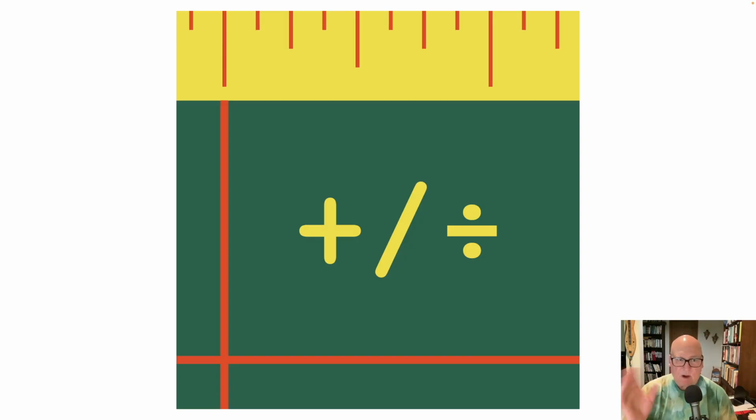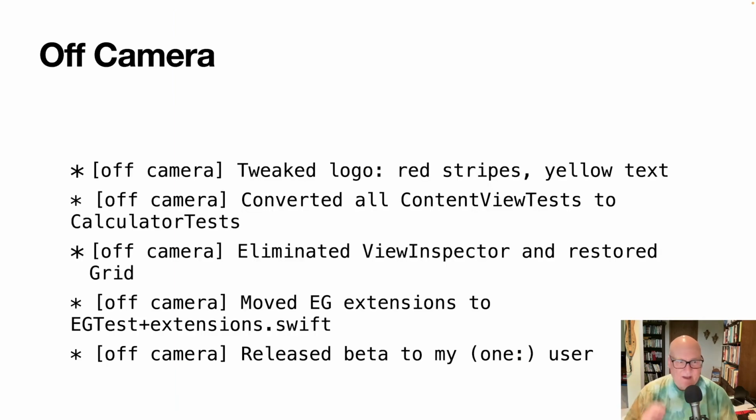First is I swapped the logo around a little bit. It used to have red plus slash divided by and yellow stripes. I decided the operators weren't popping out enough, so I switched the color there. All right, I also dealt with those content view tests.